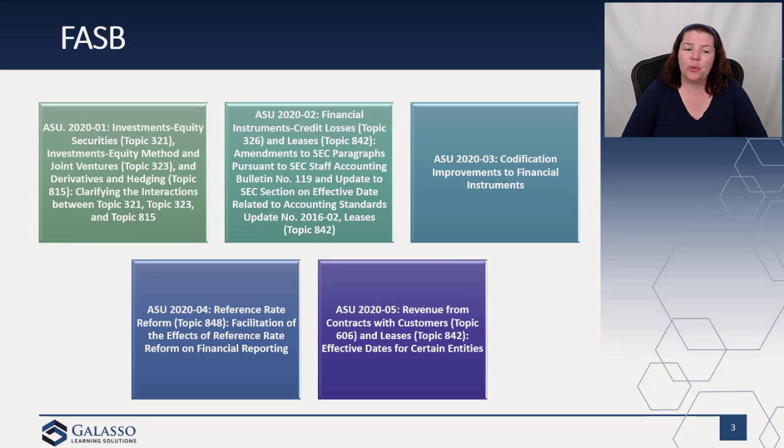Then we have ASU 2020-02, which is focused on SEC guidance. So again, unless you have SEC reporting, this might not be a very big interest. But for those of you who do have SEC reporting, this is really incorporating some of the financial reporting requirements from SAB topic 6M, focusing on how do you measure current expected credit loss, or the new CECL model?